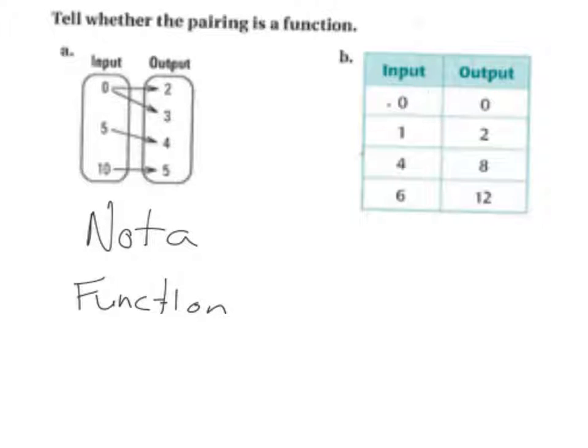Now, in example B here, 0 goes to 0, 1 goes to 2, 4 goes to 8, and 6 goes to 12. And there's no inconsistencies here. Each number, each input, always gives me the same output. So this is a function.